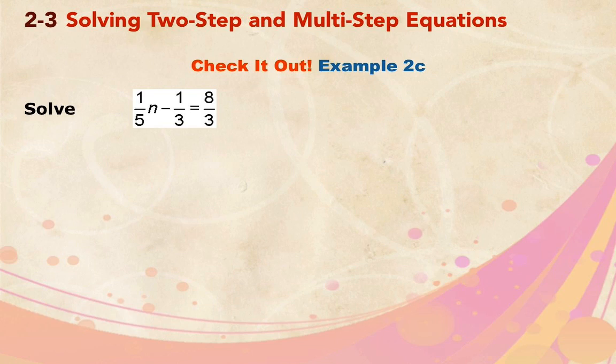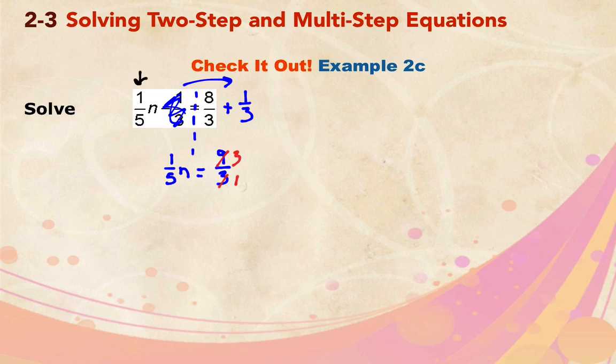Same thing again, variable terms on the left, so it's going to stay there. Number terms on the right, getting rid of it, making it a positive 1/3. And this one we don't have to worry about common denominators here. I have my warp zone just to keep on that. 1 over 5n equals 8 plus 1 is 9 over 3. Oh, hey, that reduces to just 3 over 1, which is just 3. So let me rewrite that.